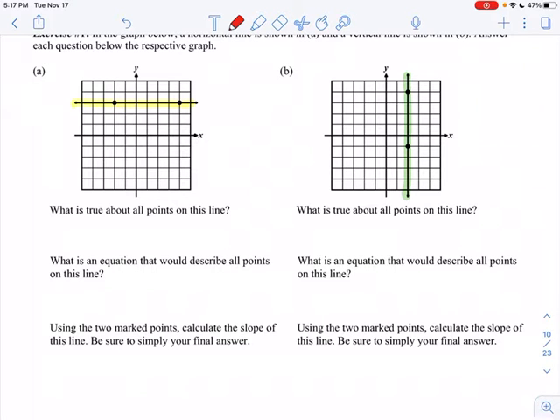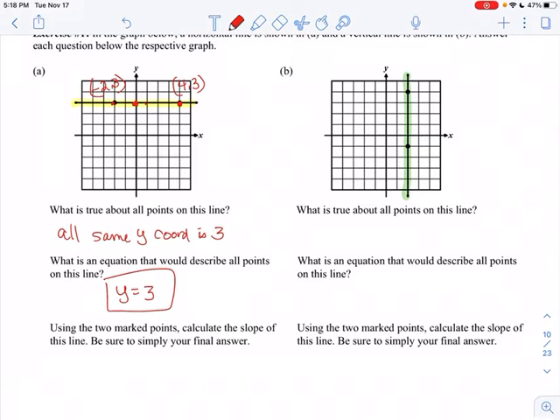All the points on the line have the same y-coordinate. And that same y-coordinate is 3. So this point right here is the point (4, 3). And this point right here is the point (-2, 3). This here is (0, 3), (1, 3), (2, 3), but they all have the same y-coordinate of 3. What is an equation that would describe all the points on the line? y equals 3. So any horizontal line will have the equation y equals some number, and the number depends on where it's intercepting the y-axis.